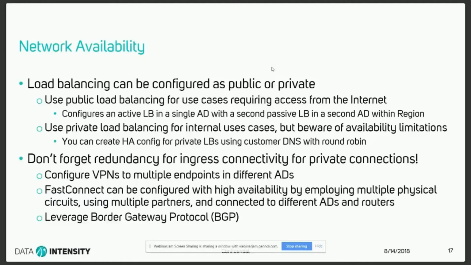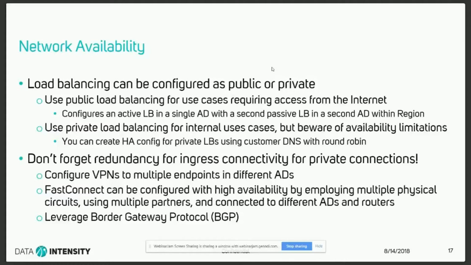And one of the key things that customers often forget, they'll design for high availability within OCI or whatever cloud platform they're working on, but they won't think about the actual ingress for user access. So if it's not an internet-based application access and you're going over a VPN, you'll want to have multiple VPNs to multiple endpoints in different availability domains.